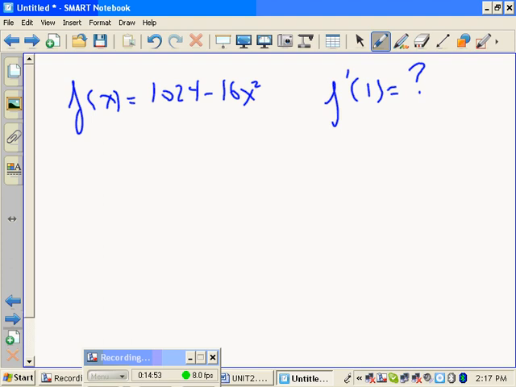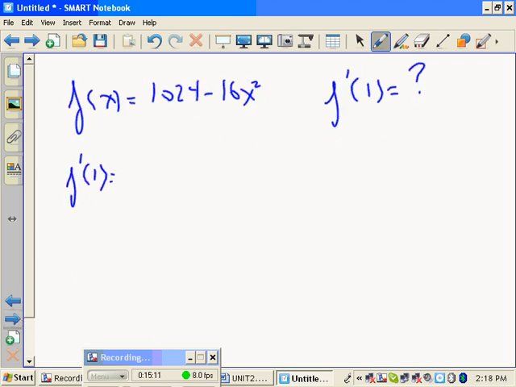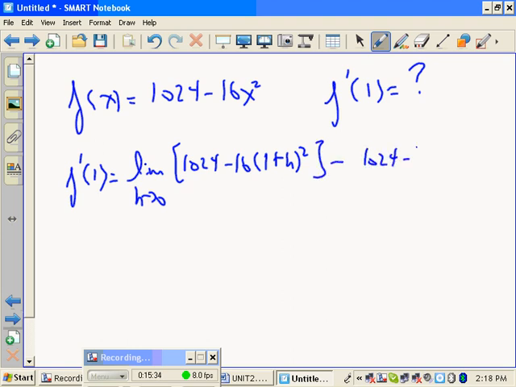All right, so let's use this definition. F prime at 1 is the limit as h goes to 0 of the function at 1 plus h minus the function at 1 over h. Okay, I'm going to write that. F prime at 1 is the limit as h goes to 0 of this function, 1024 minus 16 times 1 plus h squared, minus this whole thing, minus the function at 1, 1024 minus 16 times 1 squared.